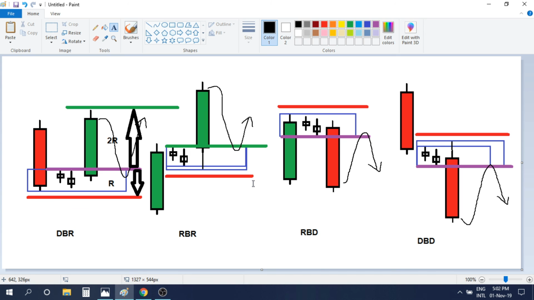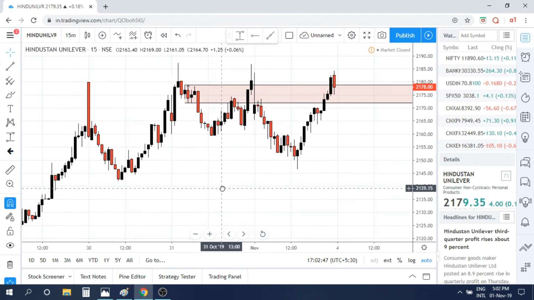There are different factors that are needed to qualify a zone as a tradable zone versus a non-tradable zone. So you must not jump into a trade the moment you've learned this video and you spot these patterns in the charts. Not all zones are tradable, right? You can see in this chart itself.